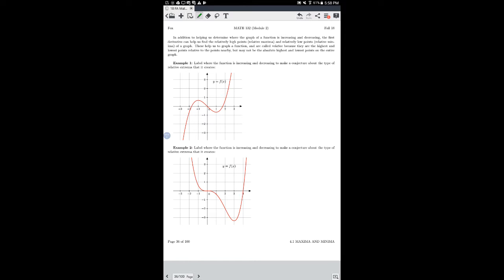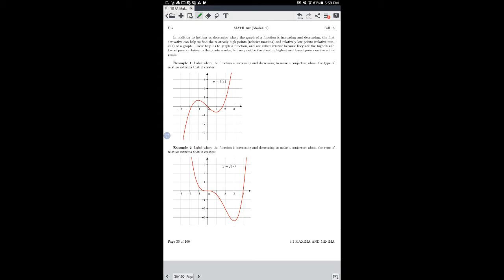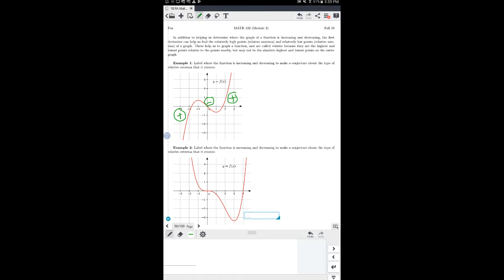So for this first example, we're just going to label where the function is increasing and decreasing to make a conjecture about the type of extrema that it creates. So we're just going to do an exploration where we go in and we label these parts of the graph. So this first interval here, I'm going to say that it's increasing. It's rising left to right, so it would have a positive derivative there. It looks like then we switch to having a negative derivative on this interval. And then the last interval looks like it's positive as well for the derivative because it looks like it's back to rising.